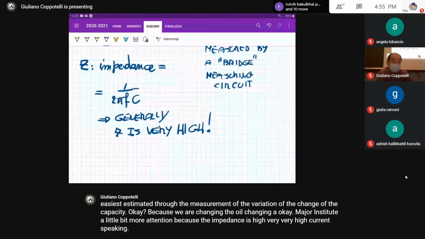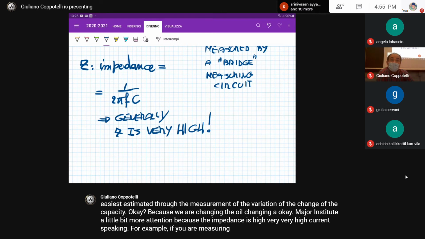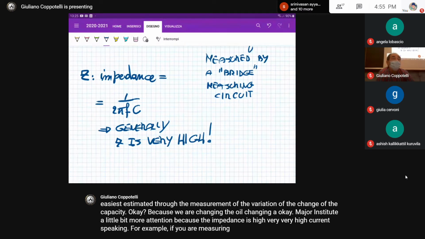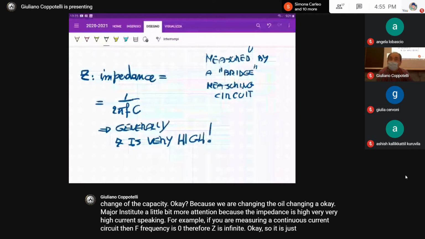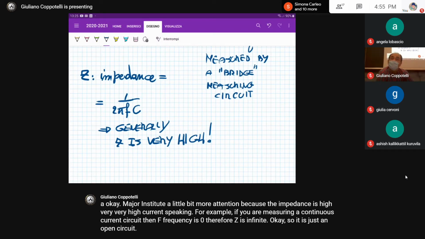For example, if you are measuring a continuous current circuit, then f, the frequency, is 0. Therefore, Z is infinite. Okay, so it is just an open circuit. Okay, that is very, very important.